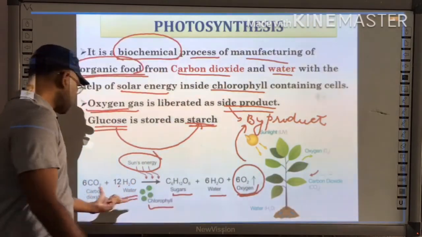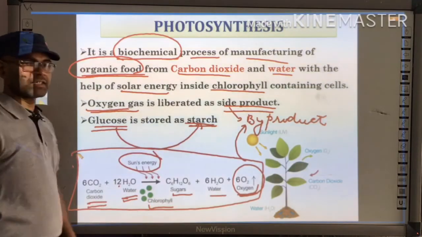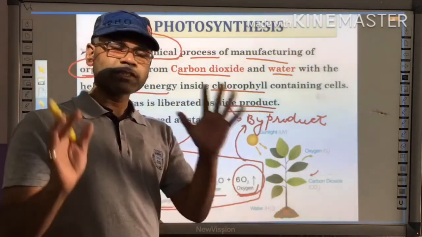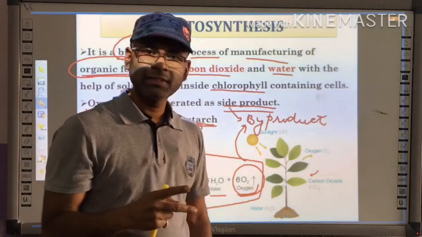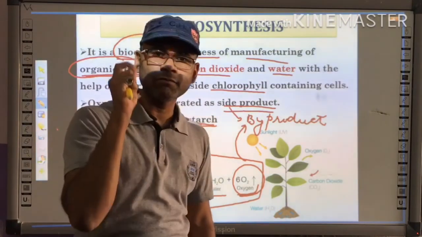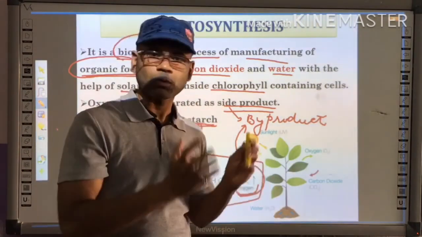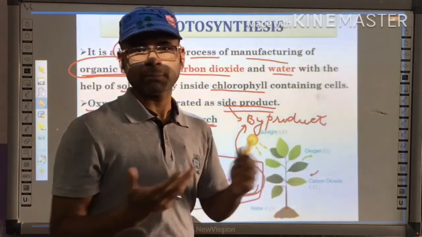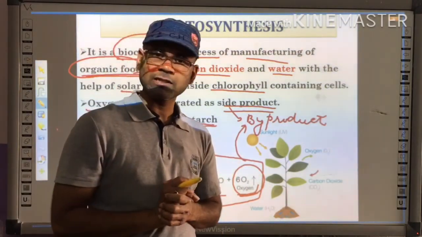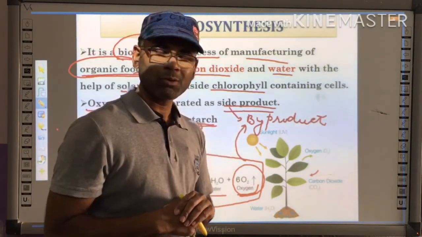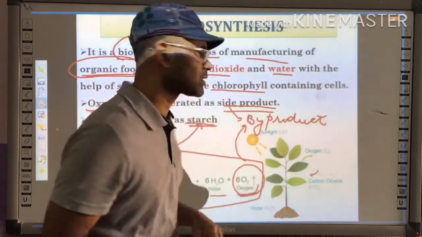This equation, which is mentioned in one line, we are going to discuss in much more detail. And you will be surprised to know that though it is an equation of one line, this process is not completed in a very simple way. It is a very complex process which requires multiple enzymes and biochemical processes. So let us see what processes take place in photosynthesis. But before that, let us talk about the raw materials required for performing this process.